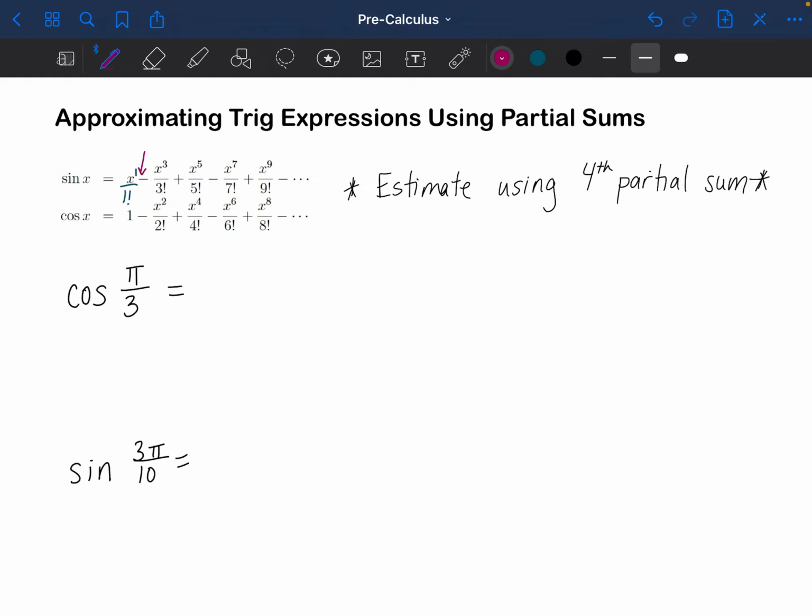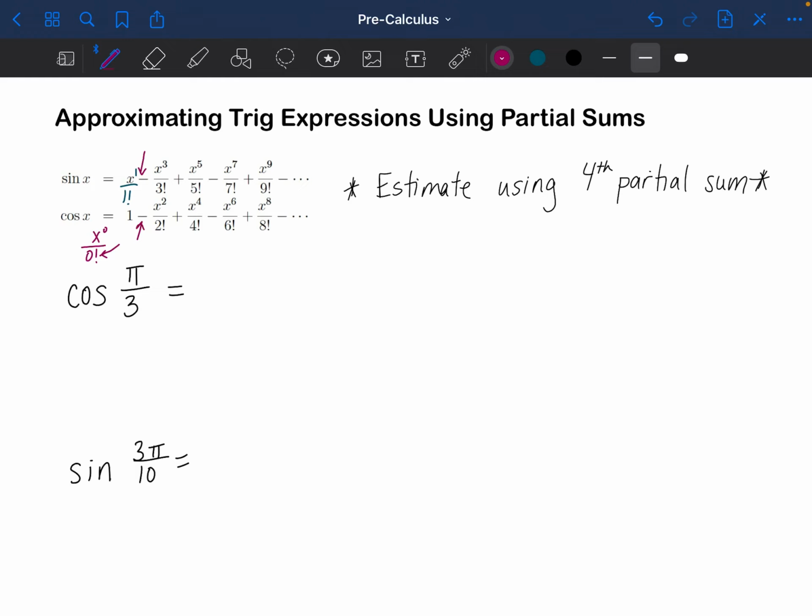Then when we get to the cosine, well, cosine's even. So if I had x to the 0 power divided by 0 factorial, remember 0 factorial is 1. X to the 0 power is also 1, so that's why we're starting with a 1 here. Then, same as sine, we start with subtraction, then alternate every other sign from there.